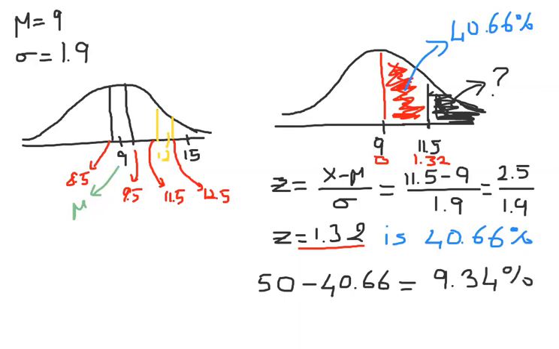So this is telling us 9.34% of the time we will achieve 12 or more cured when we randomly sample 15 from our population, and which is very not likely.